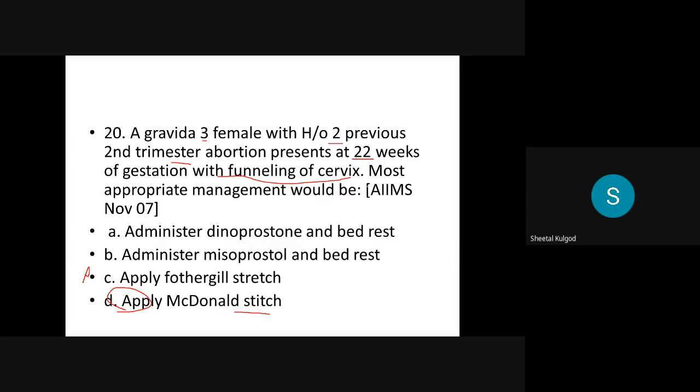What they have asked is the most appropriate management for this patient. Most appropriate is we would still try to salvage the pregnancy by putting up a stitch first rather than directly going for termination. So the right answer here will be D, that is applying a McDonald's stitch. Is it clear with you all? You don't have any doubt with this particular option, is it?